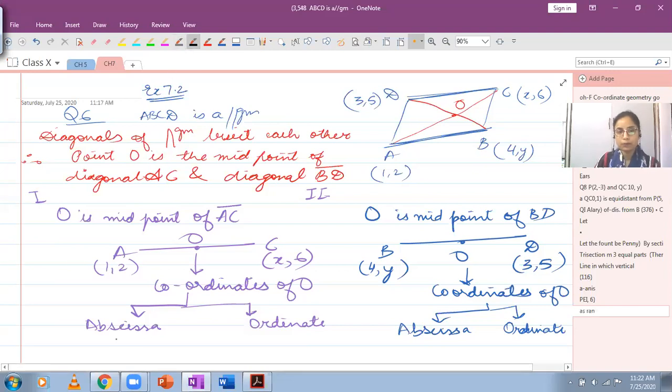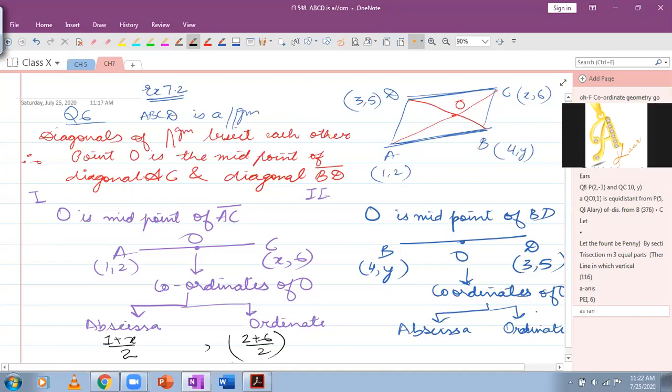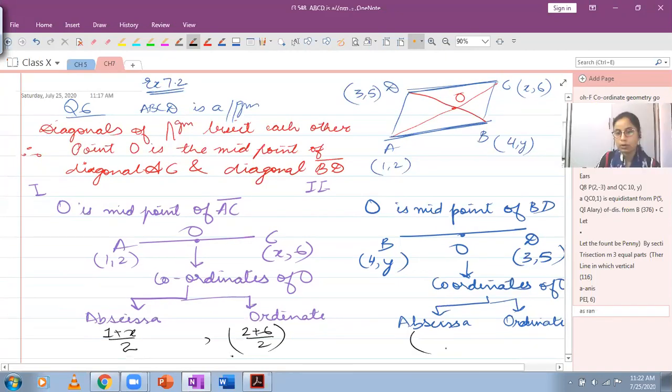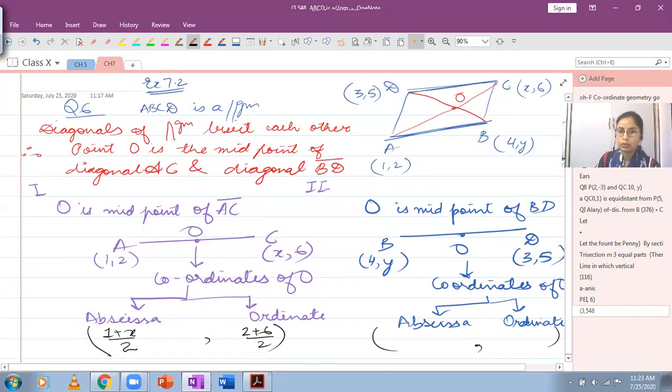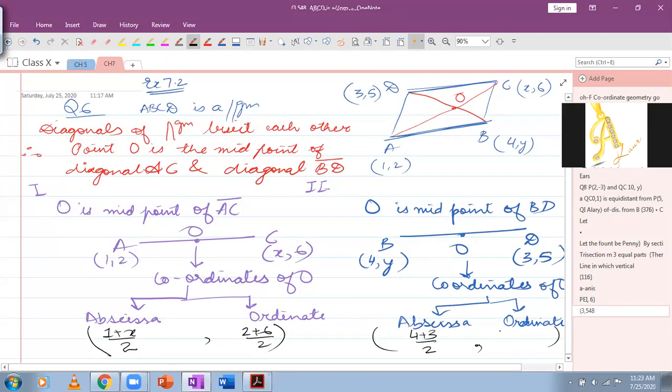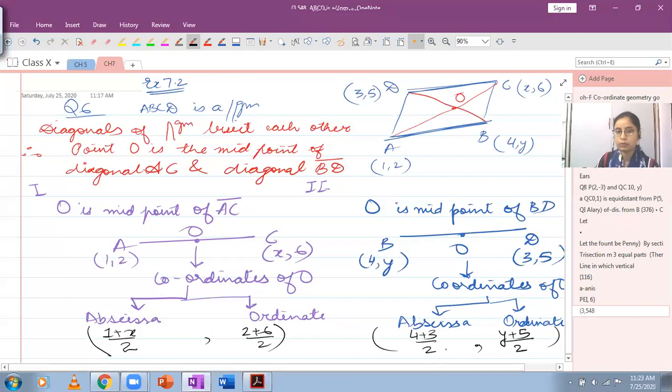What will be the abscissa from here? From the first option, it will be 1 plus x by 2, and the ordinate will be 2 plus 6 by 2. Yes, ma'am. And if we look at the second case, let's just put brackets properly. So this is the abscissa, this is the ordinate. Over here also, let's find the abscissa and the ordinate. So abscissa from here will be 4 plus 3 by 2, and over here I'll have y plus 5 by 2.